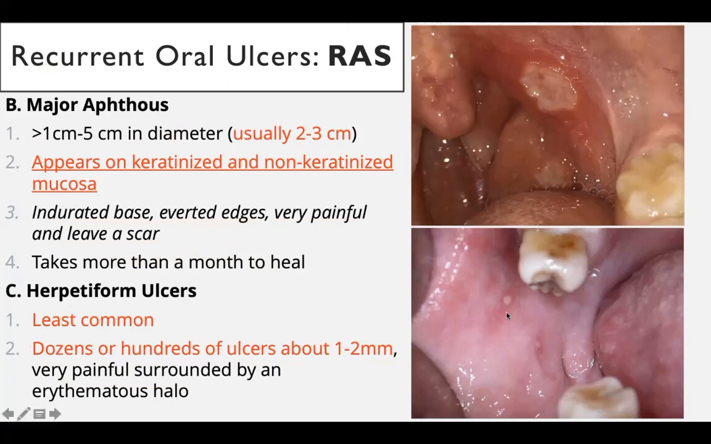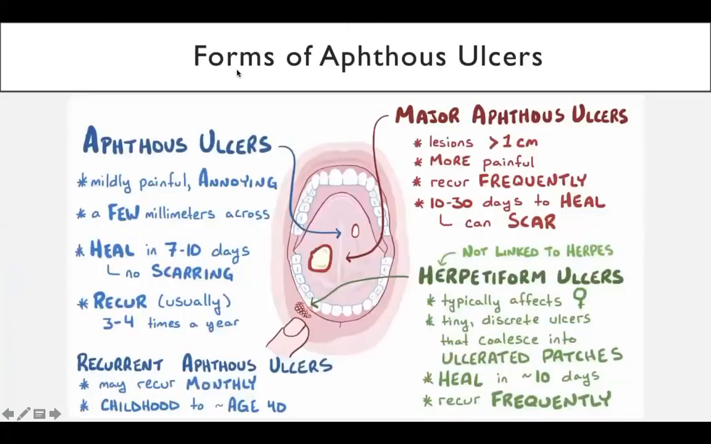These are least common, but they are pinpoint, and dozens and hundreds are there together, surrounded by an edematous halo. They are very pinpoint, 1 to 2 millimeters small in size. Okay, forms of aphthous ulcer, then revise, then we have an overview.